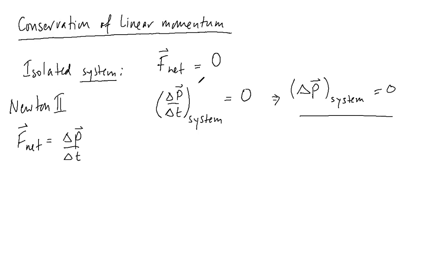Now, it is true, though, that individual components in the system can be having changes in their momentum, right? But if you add up all the changes in momentum of all these system components, you're going to get zero. They have to all cancel, right? If they don't, then it means that there must be some external force that you didn't notice. It has to be there. Okay, so we call this the principle of momentum conservation.